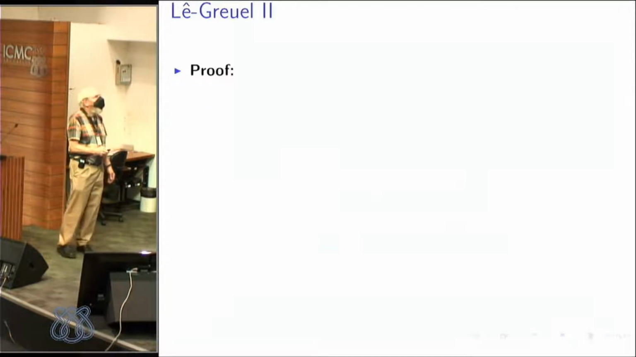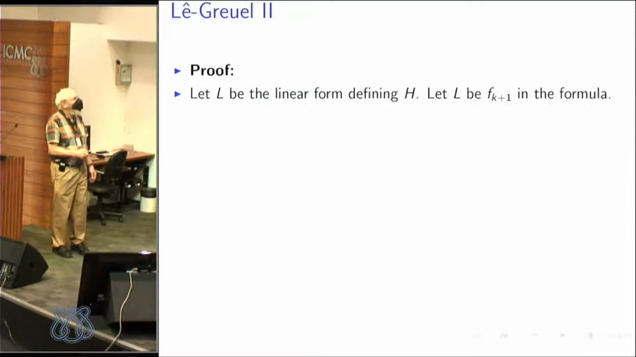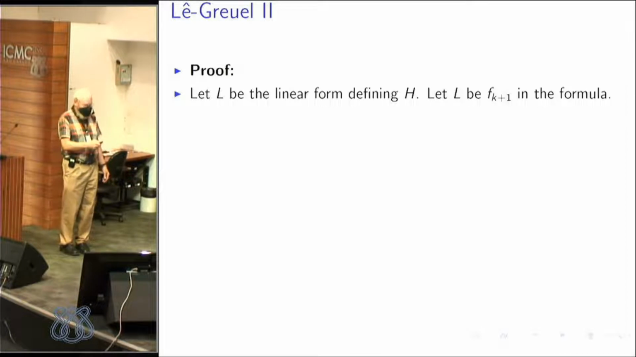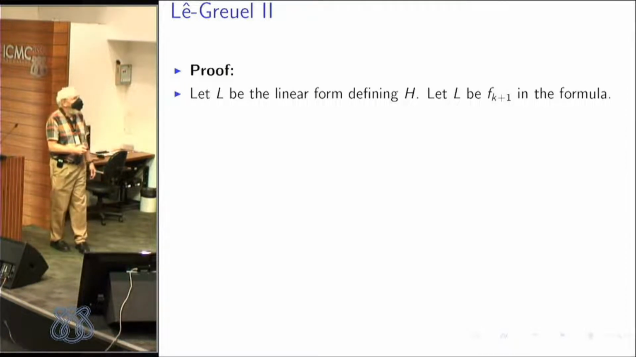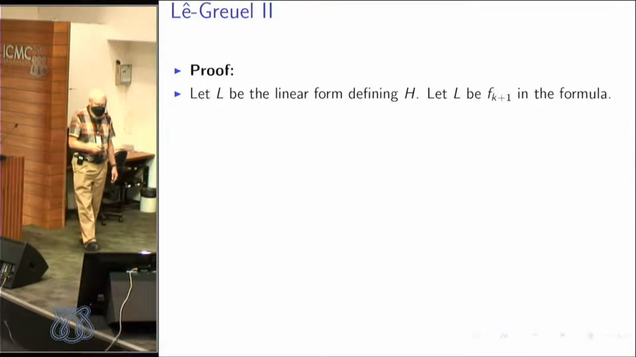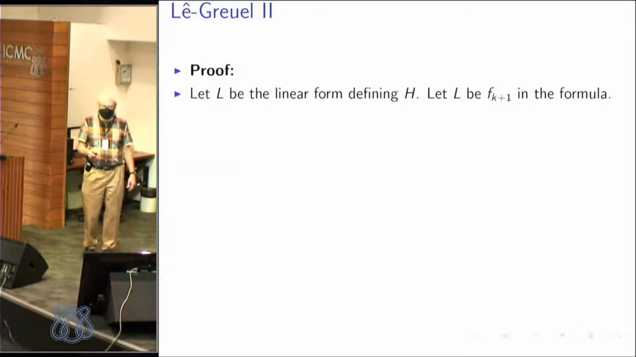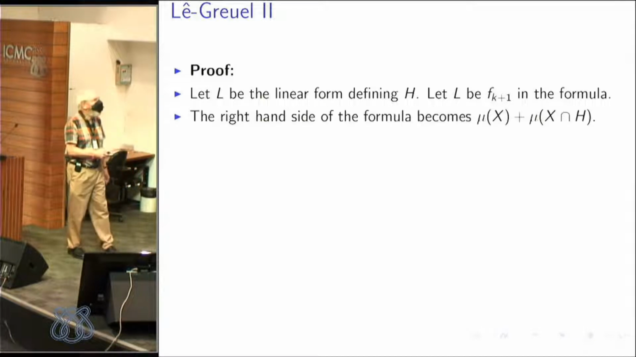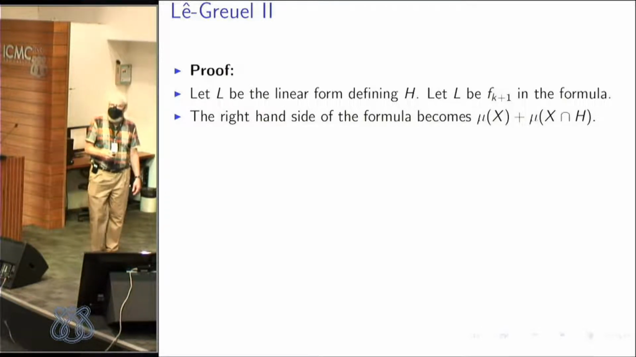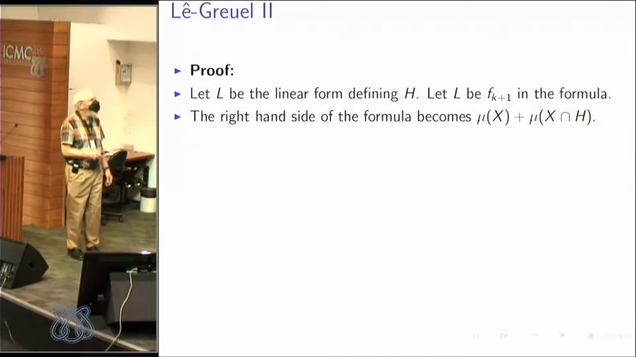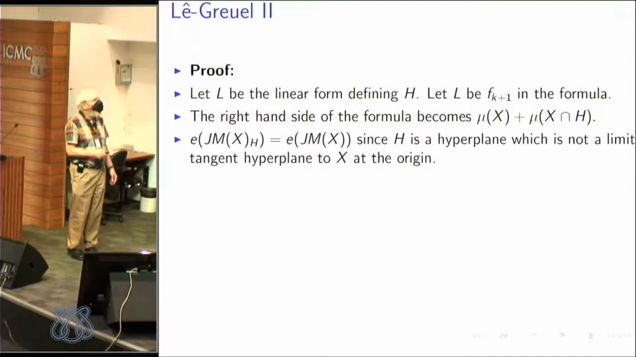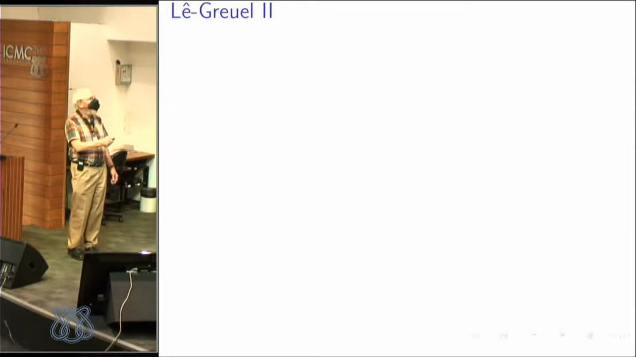So we're going to now prove the theorem that we had on the board before. So L is going to be a linear form defining H. We're going to let L be the extra function, the new function in the formula. So the right-hand side of the formula becomes the Milnor number of X plus the Milnor number of X intersect H. And then the multiplicity, because here I'm using the fact that this is a reduction. This is a reduction, so this is equal to, whoops.